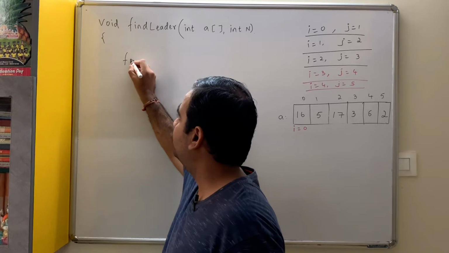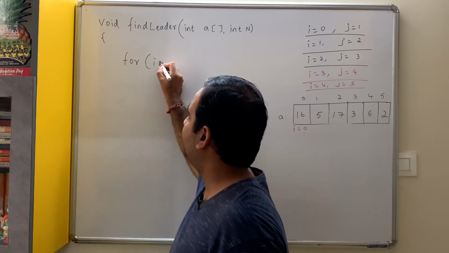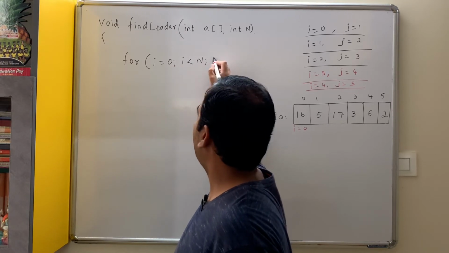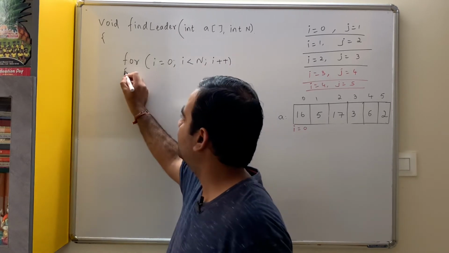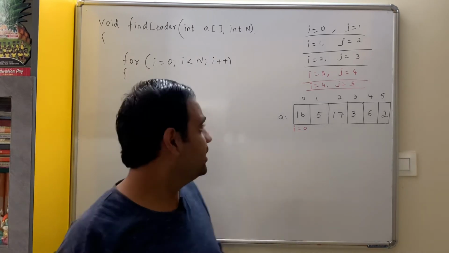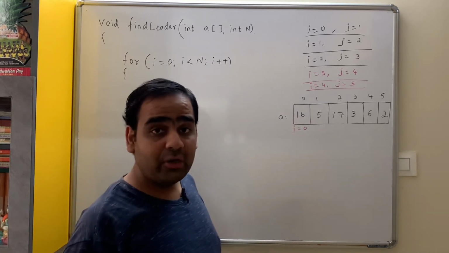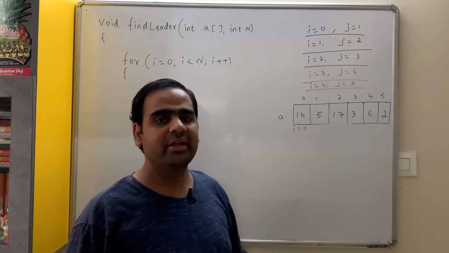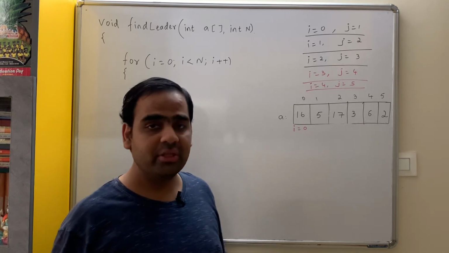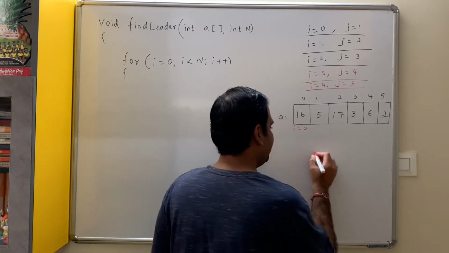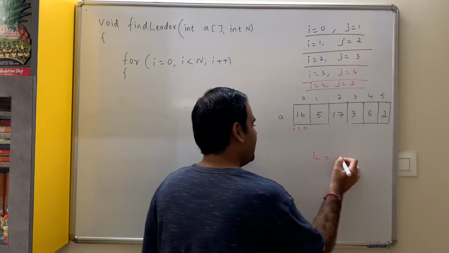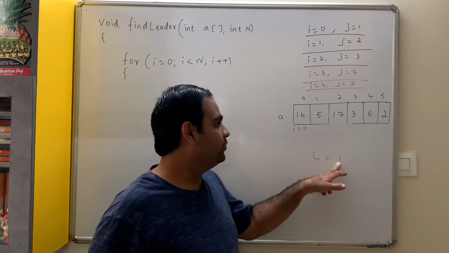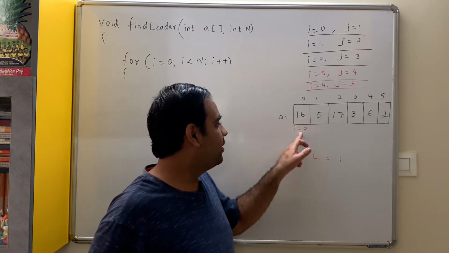I say for the value of i, we start from 0, and we say i less than n, and i++. Now initially the value of i is 0. Now what I need to do is assume that 16 is the leader. How do I assume that 16 is the leader? Let me use some variable called l, and I say l is equal to 1. That is how I assume. If the value of l is 1, that means the particular element, now what is the particular element here?